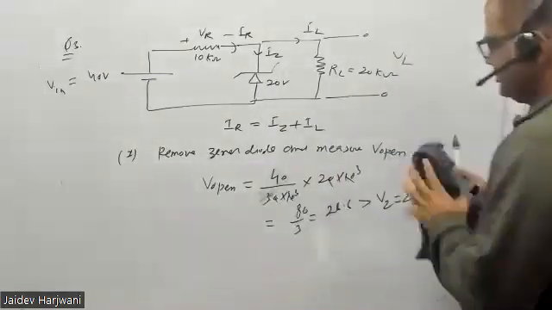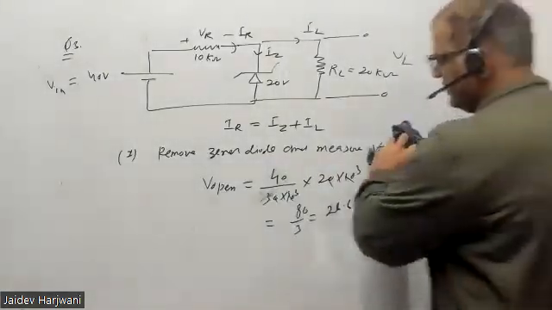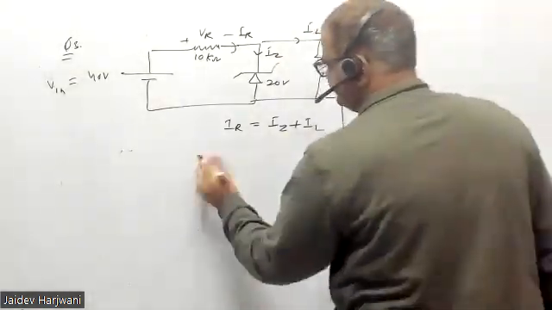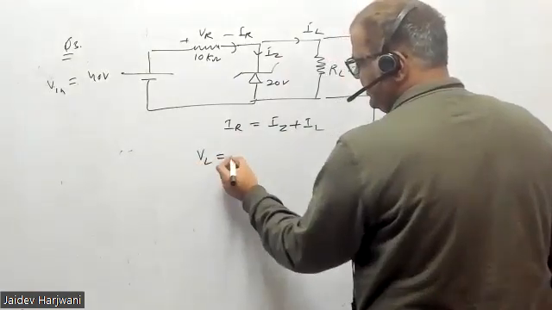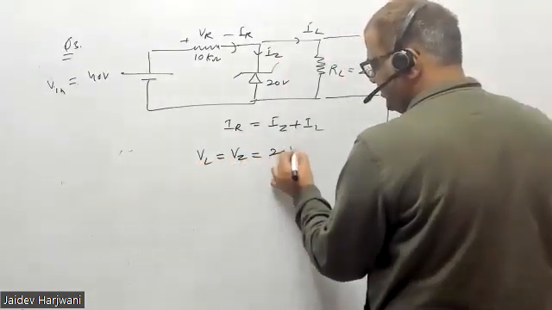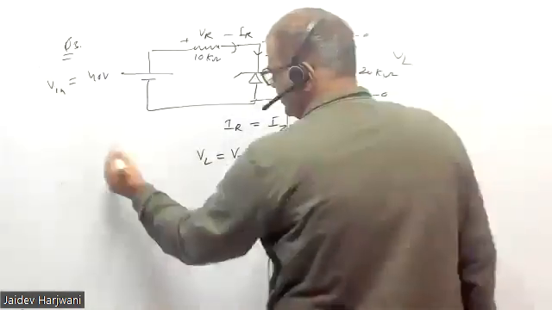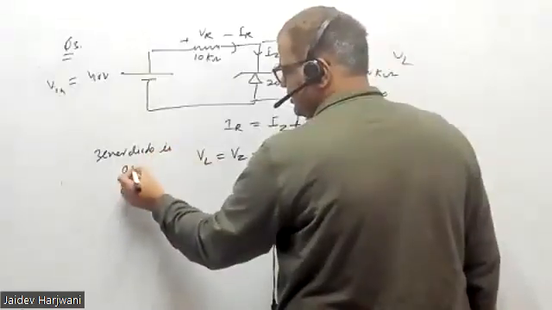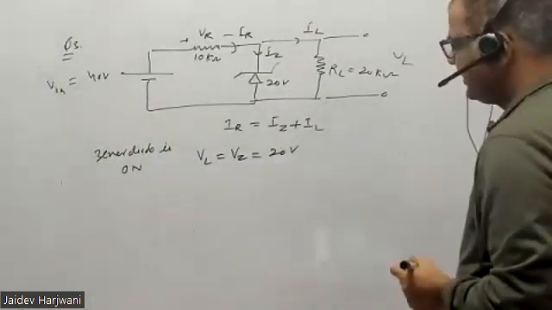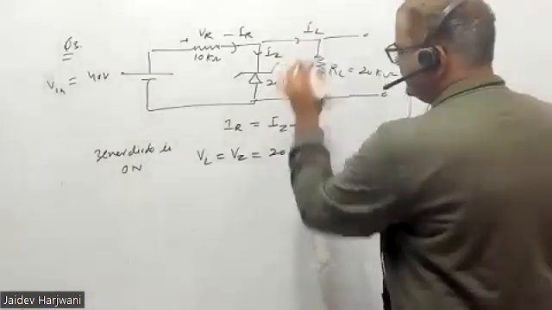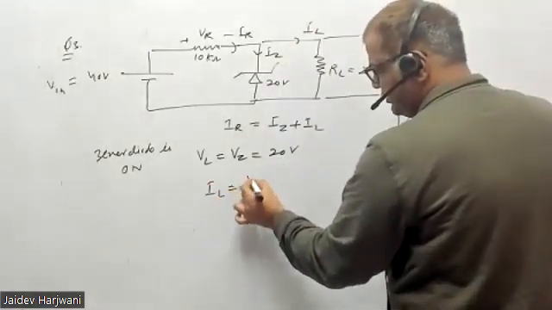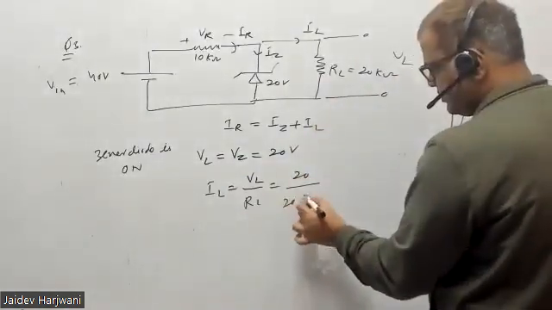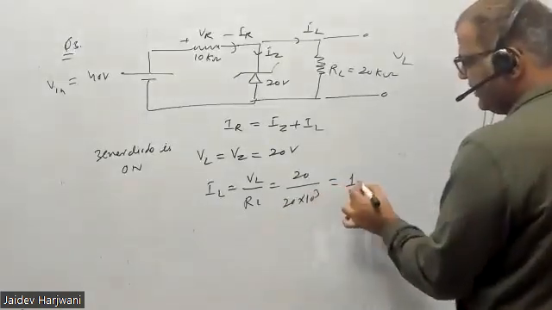So I'm writing my VL is 20 volts. So now VL equals VZ equals 20 volt. Okay, so Zener diode is on. This is equal to 20 volt. Now once I know this voltage, I can find what is IL. IL is nothing but VL upon RL. So this is 20 upon 20 kilo ohm. So this becomes 1 milliampere.